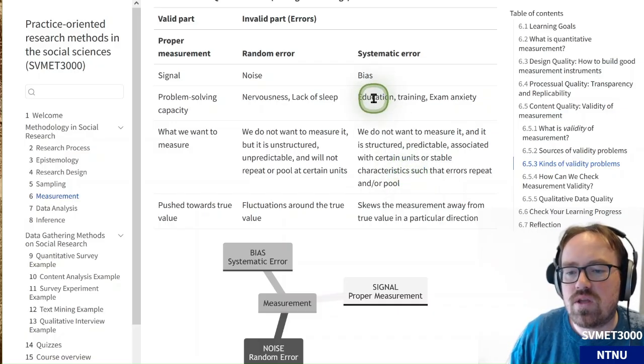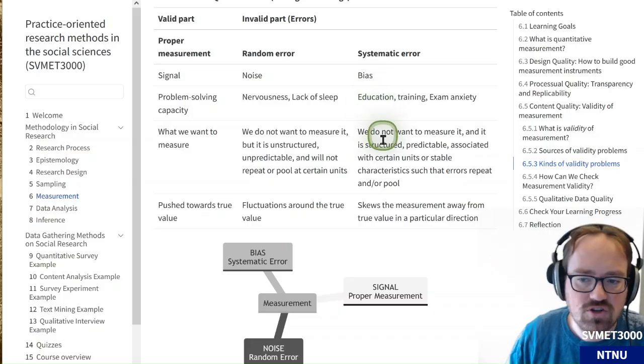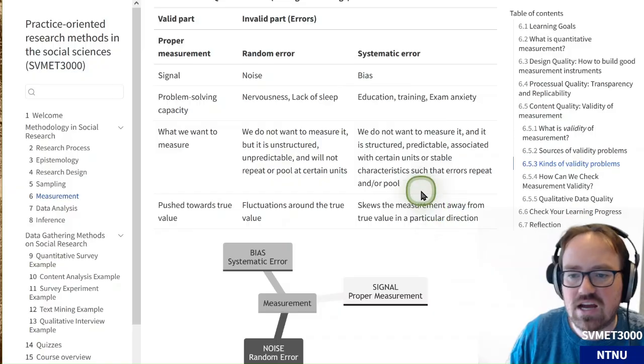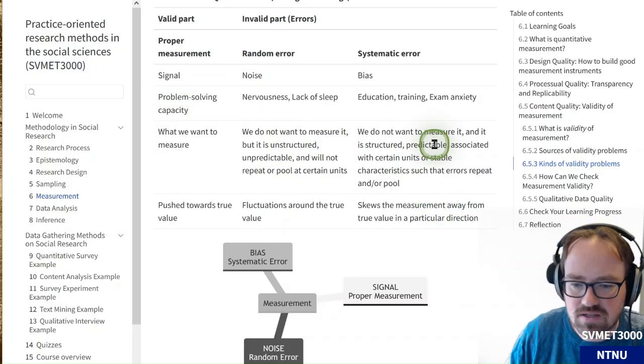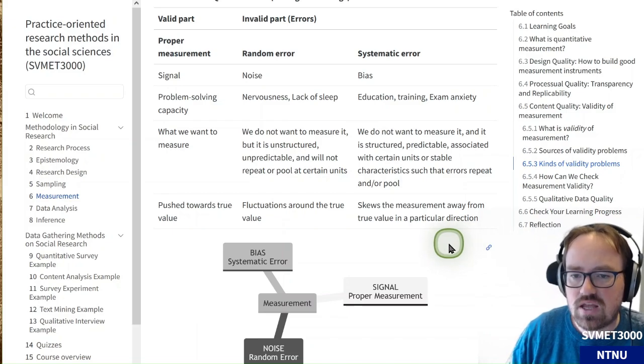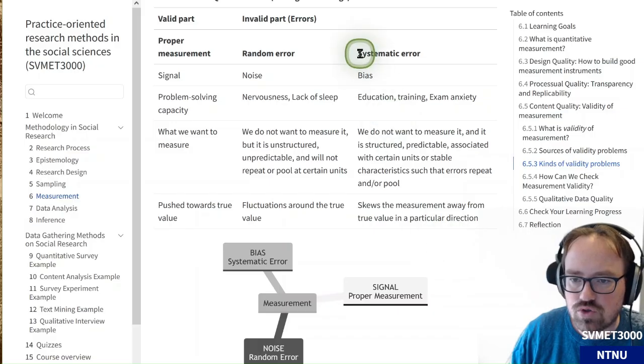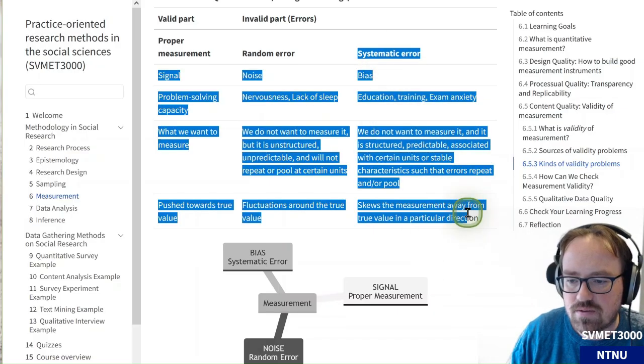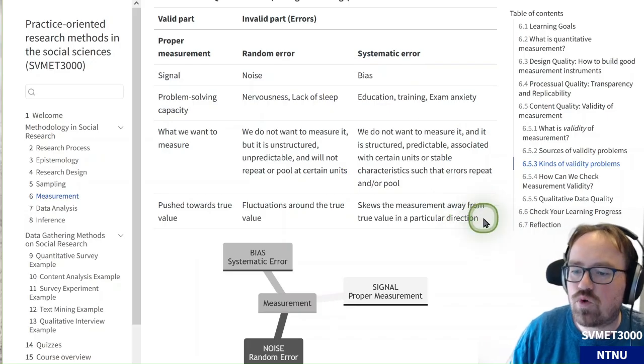And we may have one sample that has a higher education than others, and they have systematically higher scores, even if their problem-solving capacity is basically the same. So the problem here is that it skews the measurement away from the true value in a particular direction, which is a big problem.